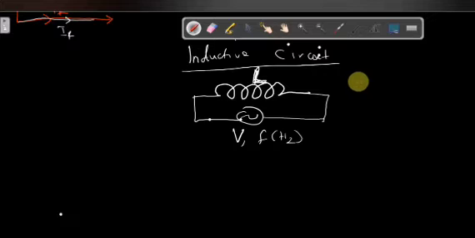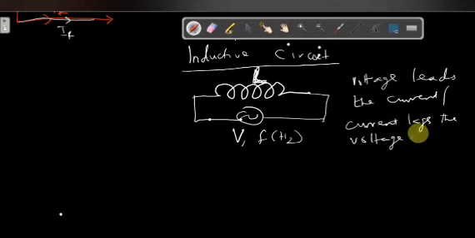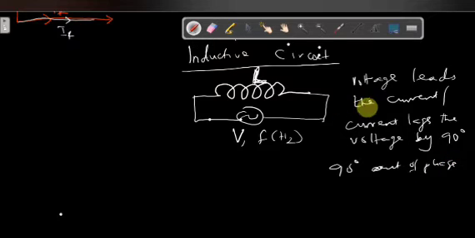in this case, the voltage leads the current, or we can say that the current lags the voltage by 90 degrees. So they are 90 degrees out of phase. So the voltage is faster than the current. Each time you put the switch on the circuit, the voltage will be in front, while the current remains behind.